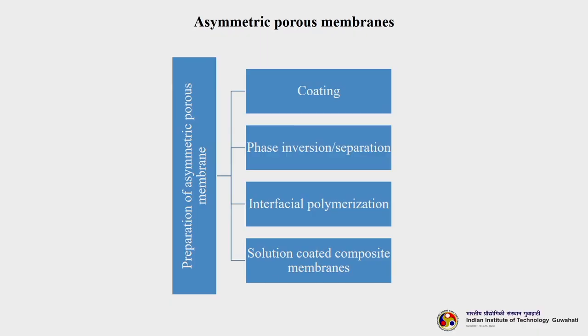So, the next one is asymmetric porous membranes. Under this, we will discuss various processes such as coating, phase inversion separation, interfacial polymerization and solution coated composite membranes. Today we will restrict our discussion to coating and phase inversion. The next methods we will discuss in our next lecture.